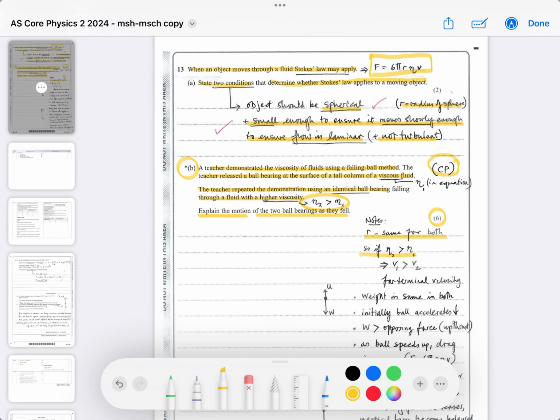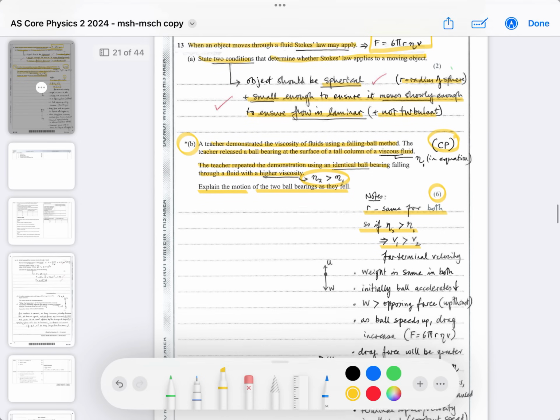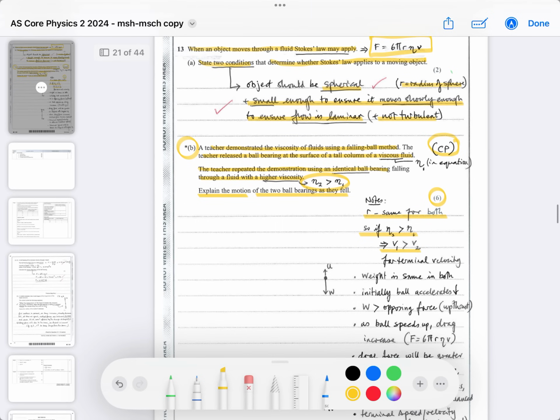And if eta 2 is greater than eta 1, then looking at the equation right at the top of the page, the velocity will be greater in 1 than 2. So if the viscosity in 1 is less, then it will be able to go faster. Make sense? So the viscosity is what determines how fast you can go through something. Imagine trying to swim through treacle, for example. So v1 will be greater than v2 for terminal velocity.